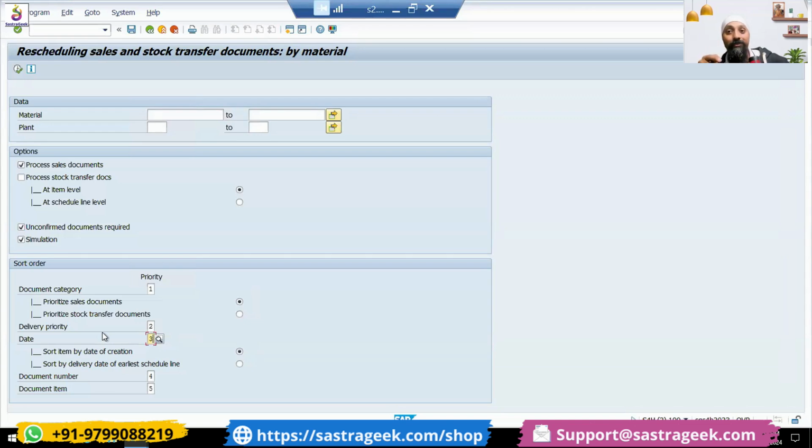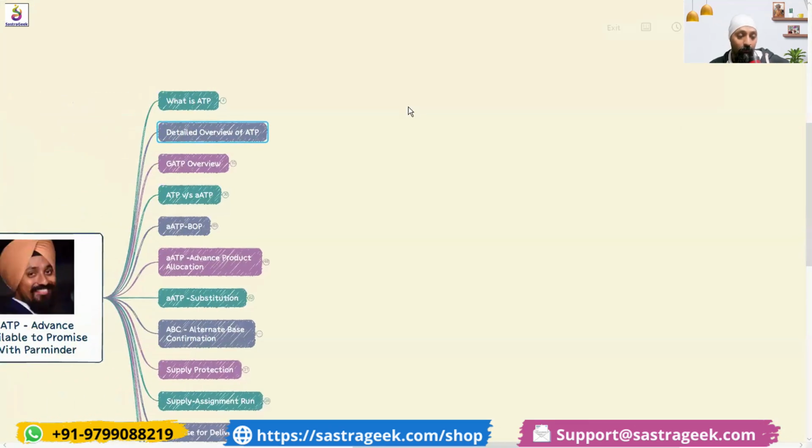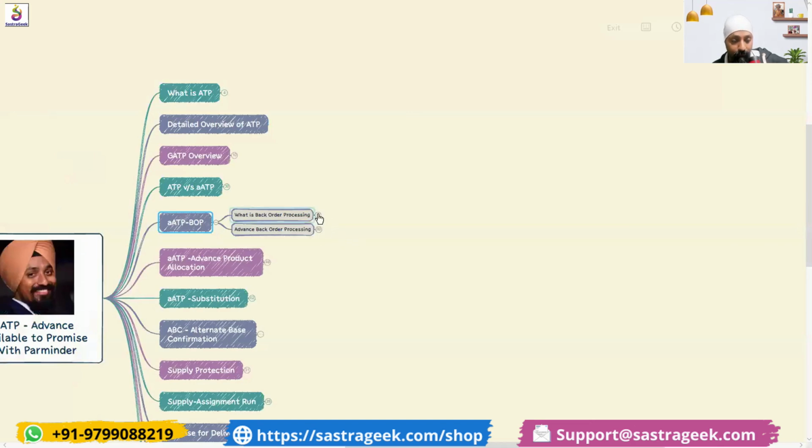Then that capability is there with back order processing. Either it is there in GATP, which is run through APO, Global Available to Promise, and now it is coming through aATP, Advanced Available to Promise. With the Fiori screen, we have back order processing, which we can do. I will take you into detail and deep. That would be a very big topic.